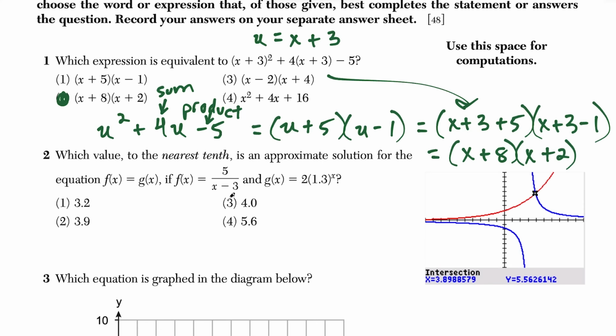So to the nearest tenth, we're looking for the x value that satisfies this equation. So the x coordinate here is at 3.89, and this goes on, but we're rounding to the nearest tenth. And in the tenths place, we have an 8. To the right is a 9, so we're going to round up to x equals 3.9. And this is going to match up with choice 2.